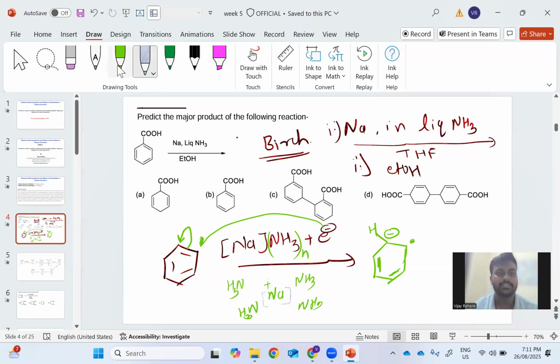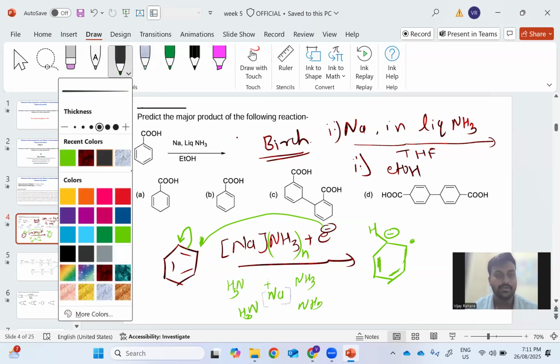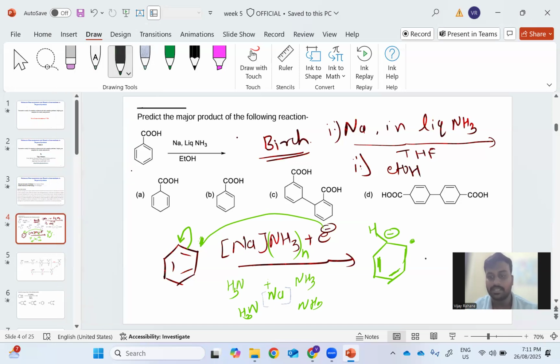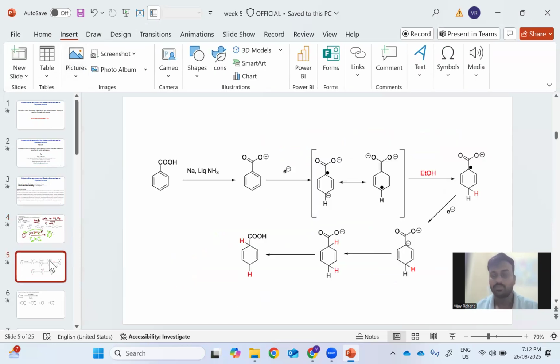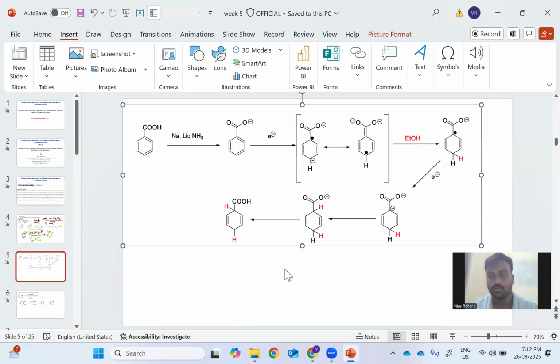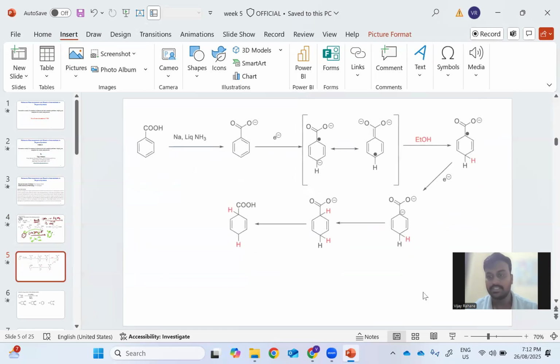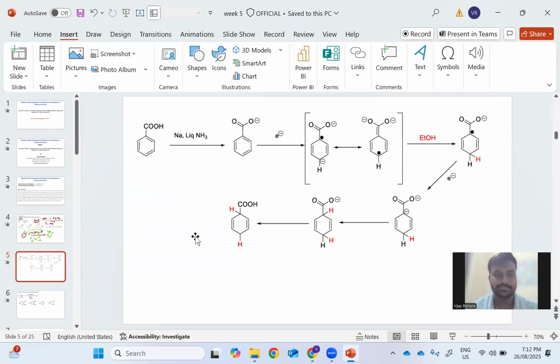Now the further course of reaction and the selectivity will go through the stability of this radical and also the stability of this negative charge. If you consider the mechanism of this Birch reduction reaction, this carboxylic acid is an electron withdrawing group. It depends upon whether the group attached on the benzene ring is electron donating or electron withdrawing, so the course of reaction goes accordingly. Here, as we have the electron withdrawing group on the benzene ring, what happens?